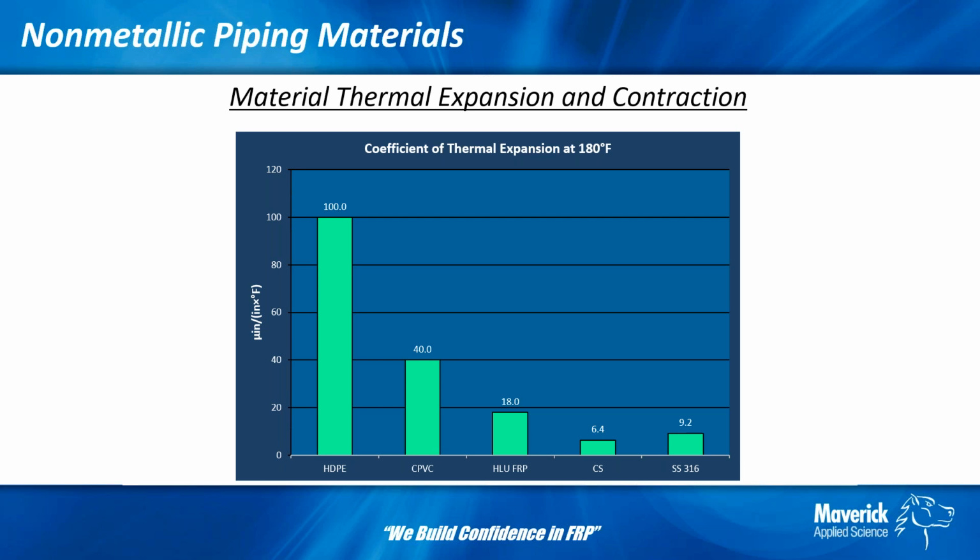So in normal operating conditions, it's acting and growing like a steam system would at say 300 or 400 degrees Fahrenheit. And then if you look further to the left at CPVC, it's again twice the thermal expansion of FRP. And then HDPE is 5 times. So the thermoplastics expand and contract substantially more than FRP.